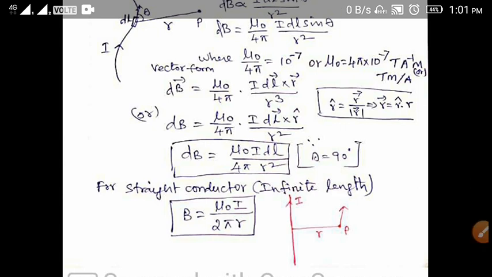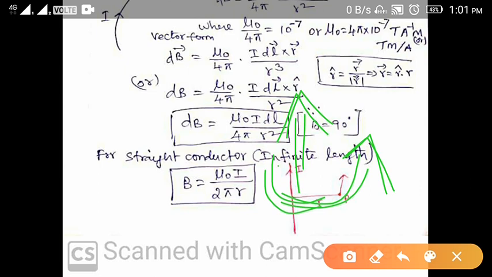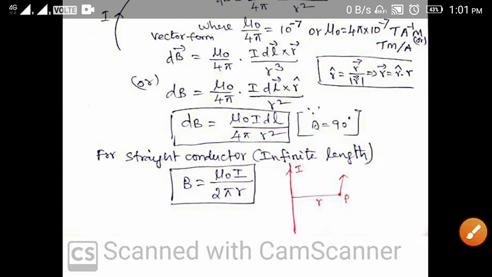The magnetic field direction is always given by the right hand thumb rule. If your thumb represents the direction of the current, then the direction of the fingers wrapping around the wire represents the magnetic field. So for this upward current, the field direction will be inward, perpendicular inward to the plane of the paper at the point P.